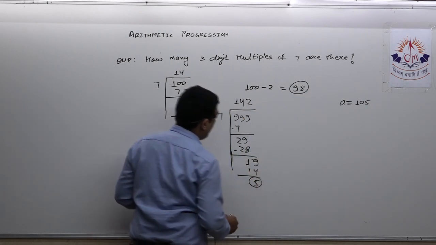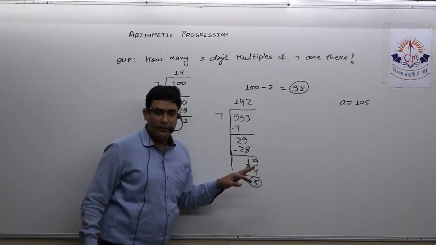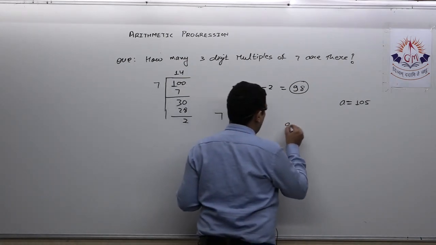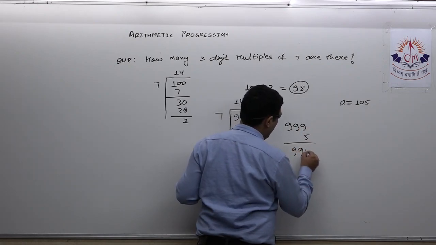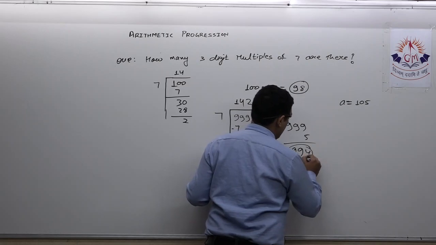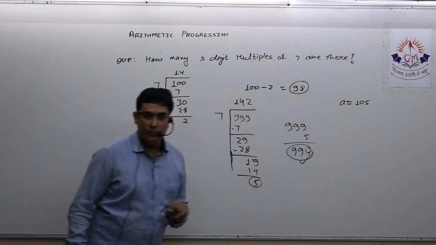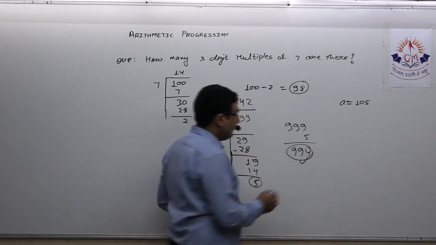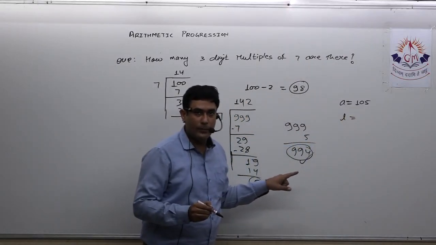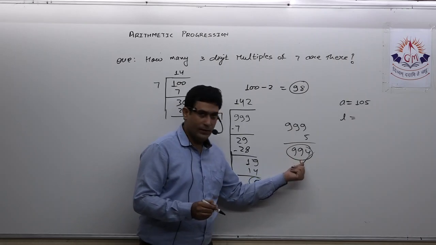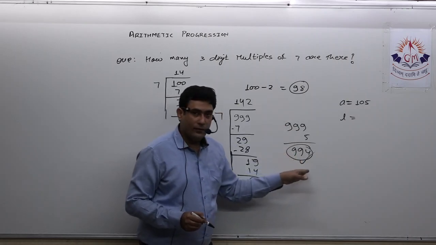Here we are getting remainder 5. That means if I subtract 5 from this, I will get 999 minus 5, which is 994. So this is a 3 digit number as well as a multiple of 7. I can say this is the last number which is a 3 digit as well as a multiple of 7, because if I add 7 to this, I will get a 4 digit number.